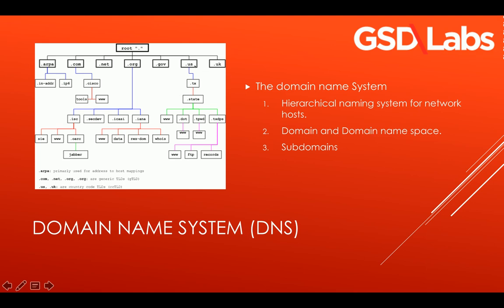In the case of US and UK, these are also top level domains, but these are country codes. Some countries have their own country code, like for the United States, US, for the UK it is UK, the United Kingdom is UK.